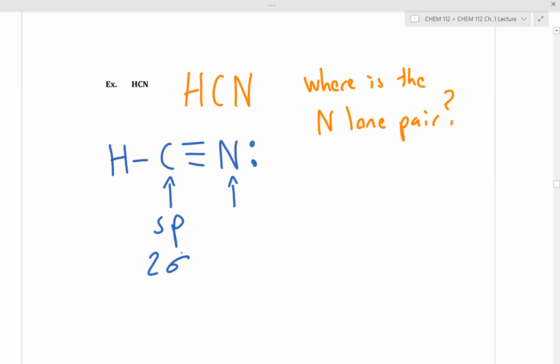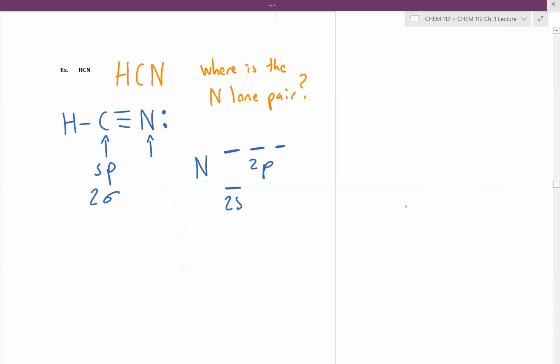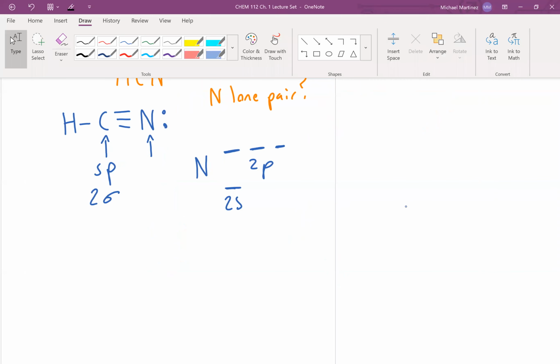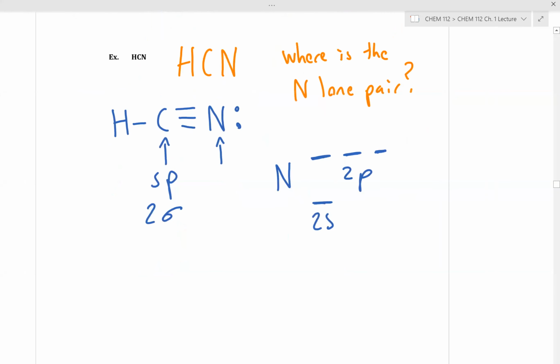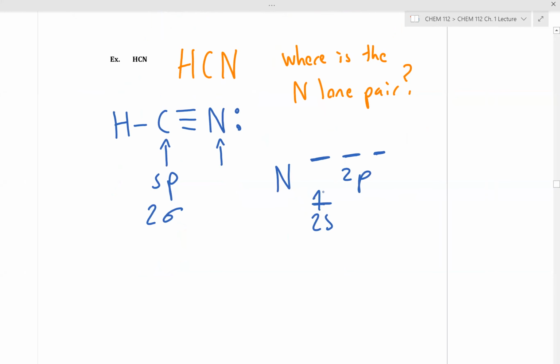Okay, for nitrogen, you may ask, why am I hybridizing nitrogen? Well, let's draw a diagram for nitrogen, and let's see how the atomic orbitals look. So we have our 2s and 2p. Nitrogen, unlike carbon, unfortunately, has how many electrons to its name? 5. Okay, 1, 2, 3, 4, 5.